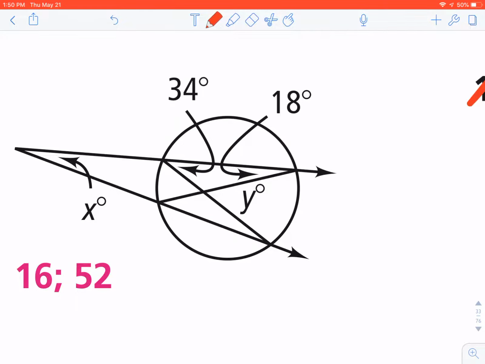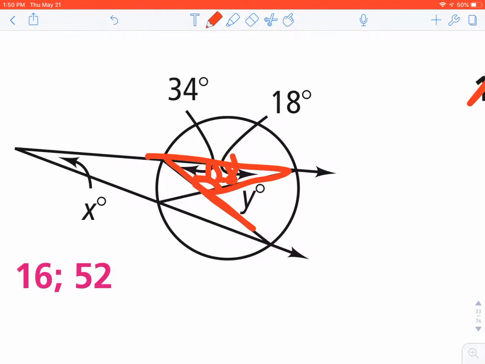If you don't like that, that's fine. You still have to recognize that this is a triangle. You can add 34 and 18 and subtract that from 180. When you do that, that tells you that this angle right here is 128 degrees, because I added 34 and 18, it was 52. I subtracted that from 180 and got 128.